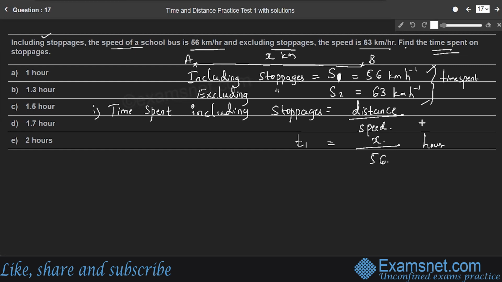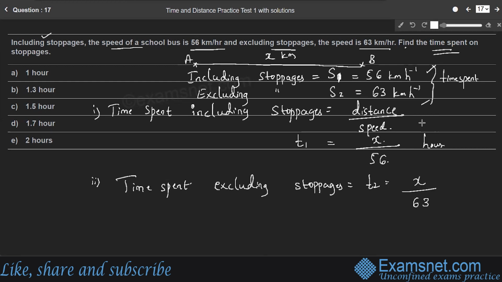X by 56 hours. Whereas time spent excluding stoppages, let it be T2, is again distance by speed. Same distance to be covered, but with different speed, which is 63 km per hour. Therefore, x by 63 hours is time spent excluding stoppages. We'll consider these as equation 1 and 2.